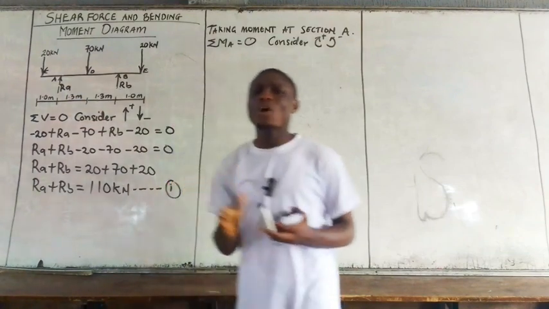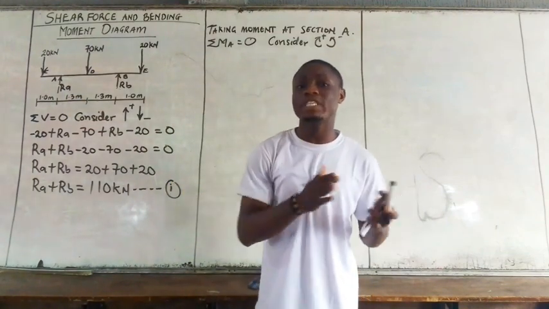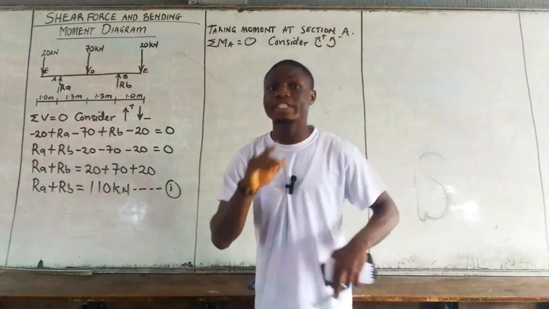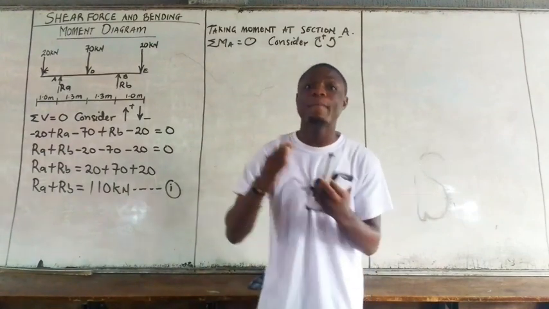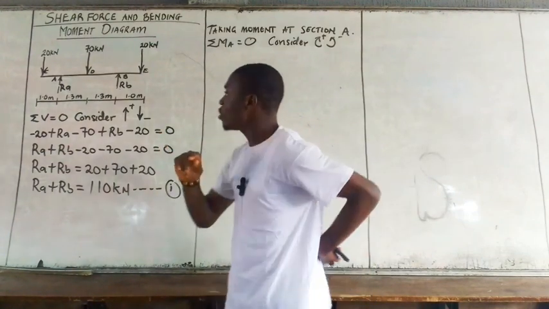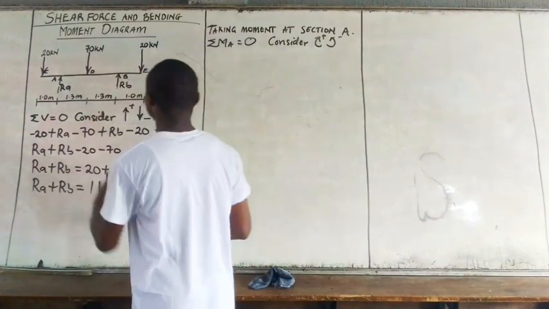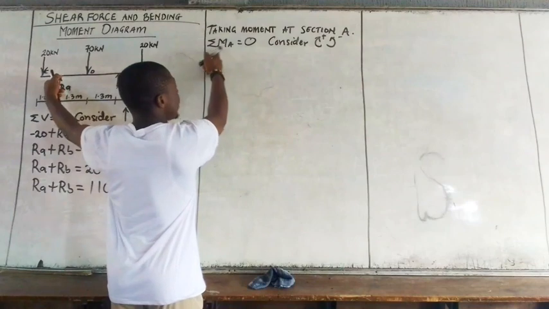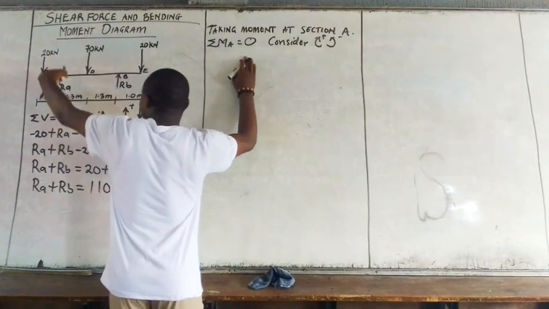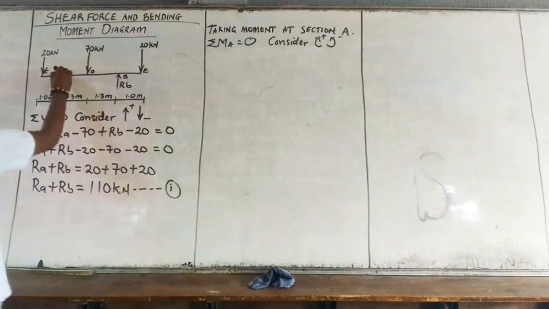Hence, now we are considering moment. What is moment in physics? It's simply force times perpendicular distance. That's all. Now observe at this point here, this man here. We said the moment MA is zero, so at section A here, automatically it is what?